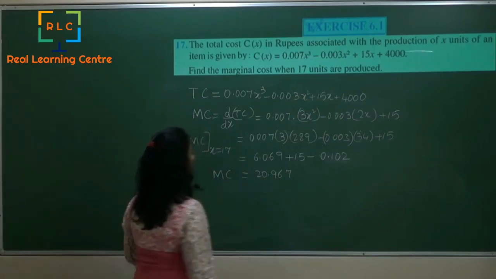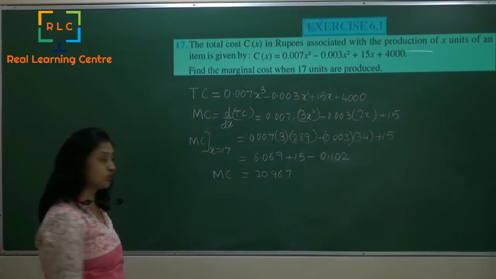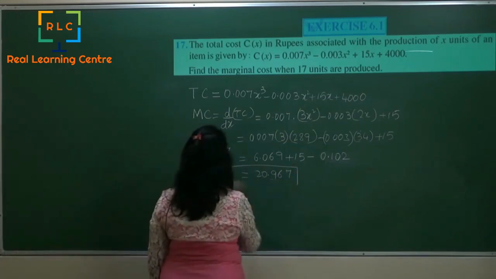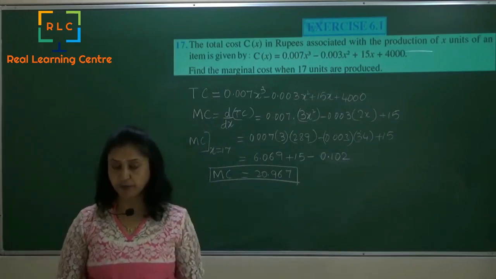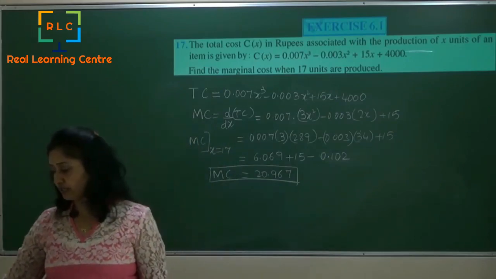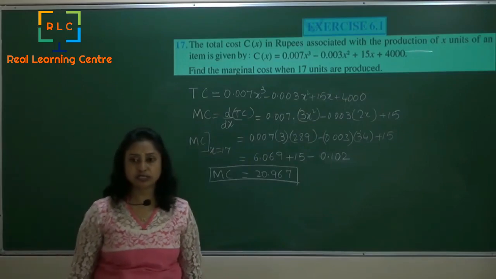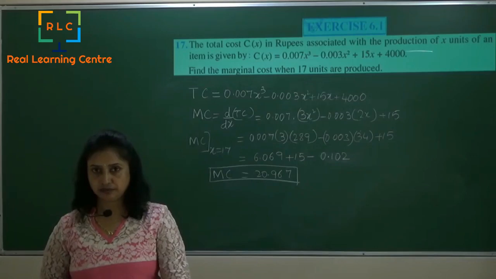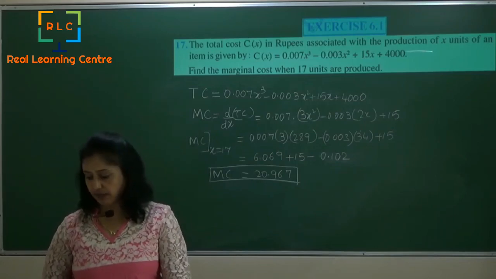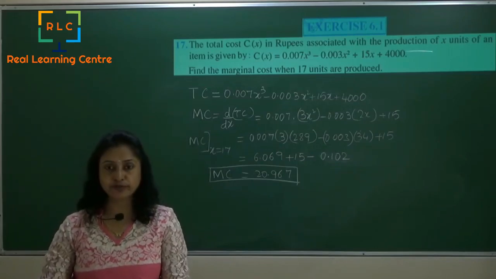This is the marginal cost when the total cost is so much, that too when exactly 17 units are produced. Like this, whatever the number of units produced, I can find out the marginal cost, like on an average the rate for a single unit. Like this exactly we can do for revenue also.